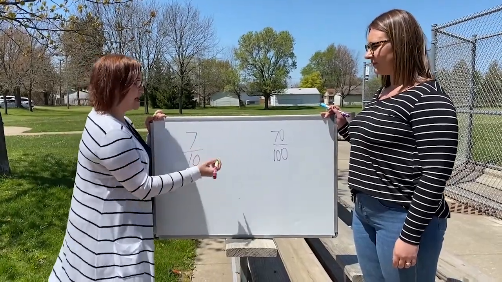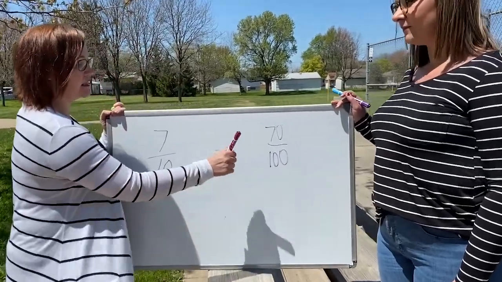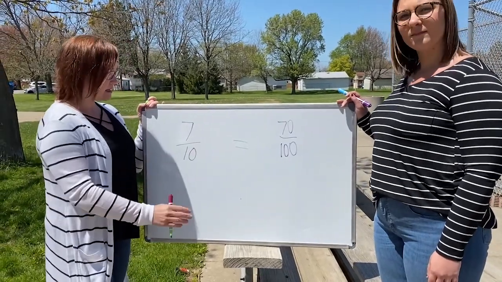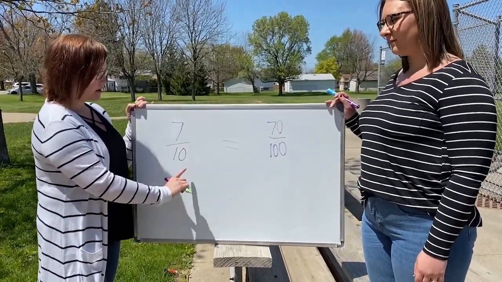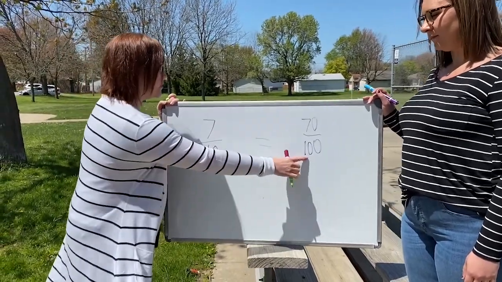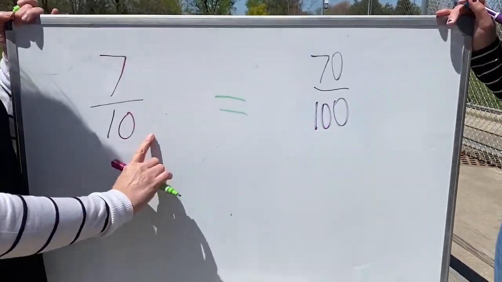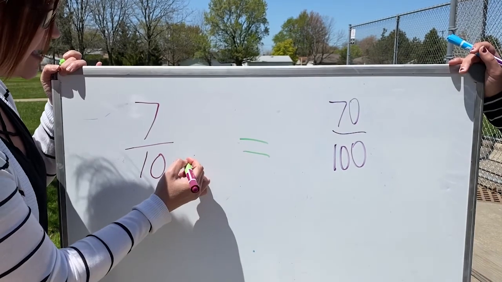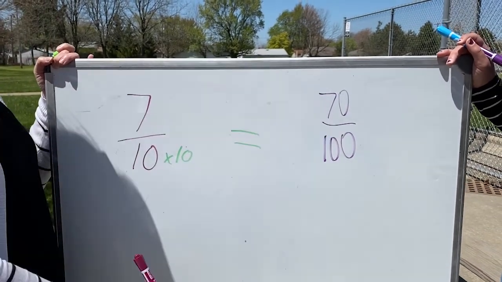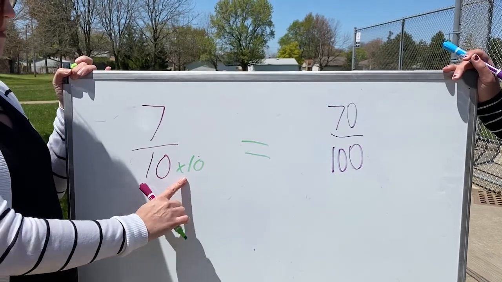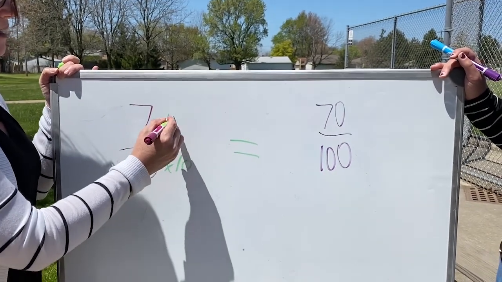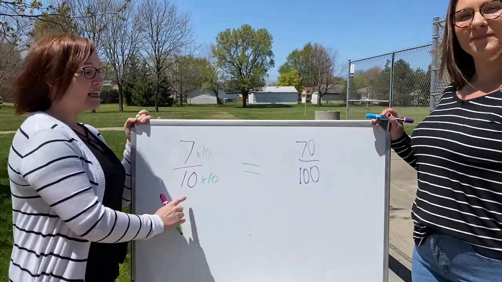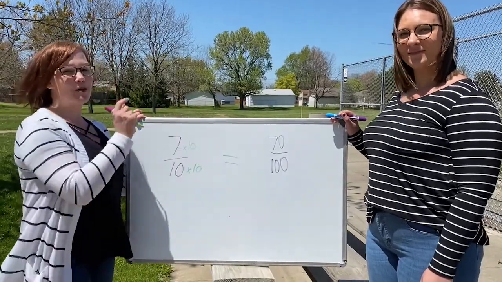Okay, so 7/10 we're saying is equivalent to 70/100. So in order to make it equivalent, my rule says that whatever I do to the bottom, I must do to the top. I want my denominator to equal 100. So 10 times what gives me 100? That's right. 10 times 10 gives me 100. Again, if I do it to the bottom, I must do it to the top. So 7 times 10 gives me 70, which means that 7/10 is equivalent to 70/100. So we both are right.